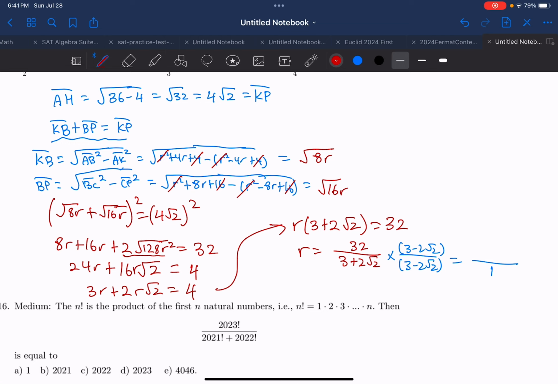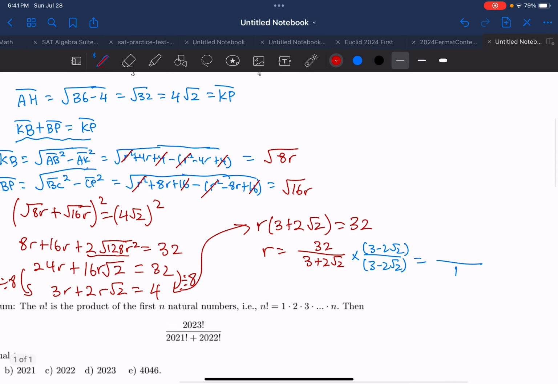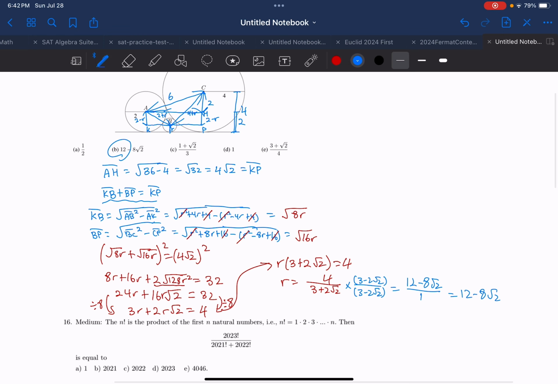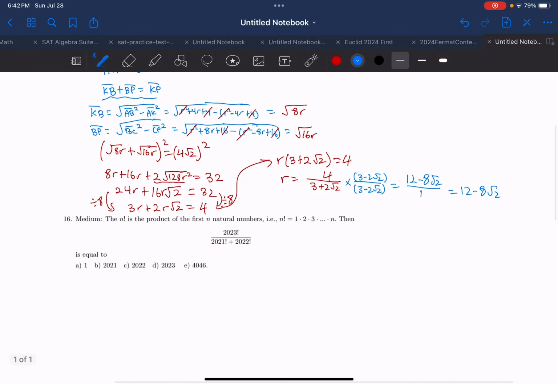So it will be something like this, right? This will be 32, and we divided by 8. So we need to divide by 8 as well. So this is supposed to be 4. And if we multiply 4 with 3 minus 2 root 2, we get 12 minus 8 root 2. And that would be our final answer for this question.